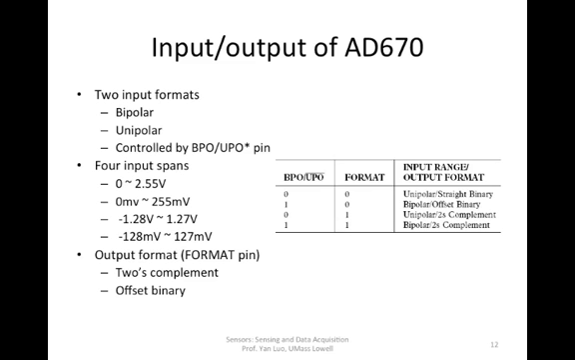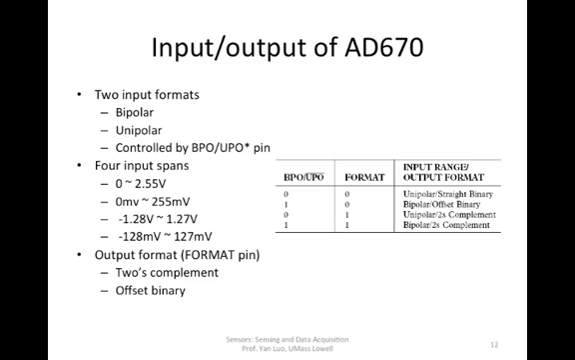For the input ranges, it has 4 ranges. The first two are the unipolar case. You can go from 0 volt to 2.5 volts, or you can go from 0 millivolt to 255 millivolts. Basically, that's a 10 times difference. And you do have different connections for setting these input spans.